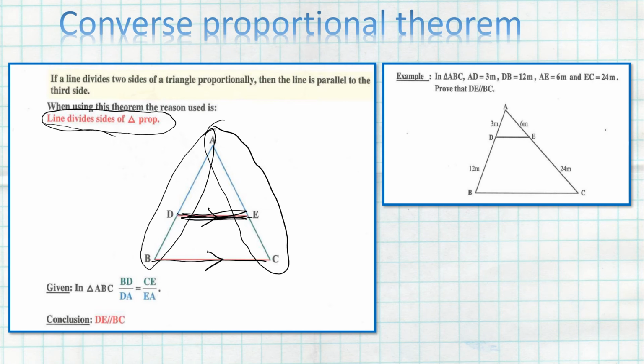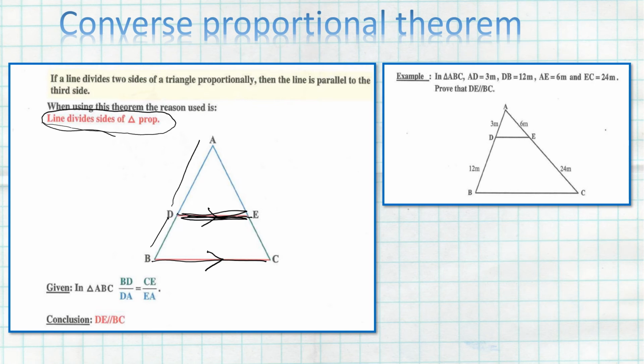So the given information here is that the two sides are in the same proportion, right? In other words, we are saying BD over DA is equal to what? CE over what? Over EA. So if we have BD over DA equals CE over EA, then we can conclude that DE is parallel to BC. And what will be our reason? Line divides sides of triangle proportionally.